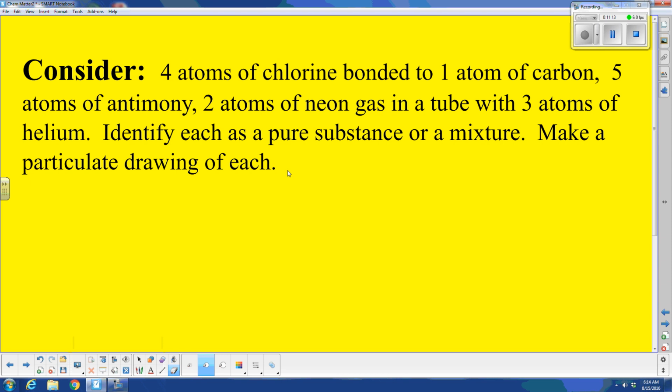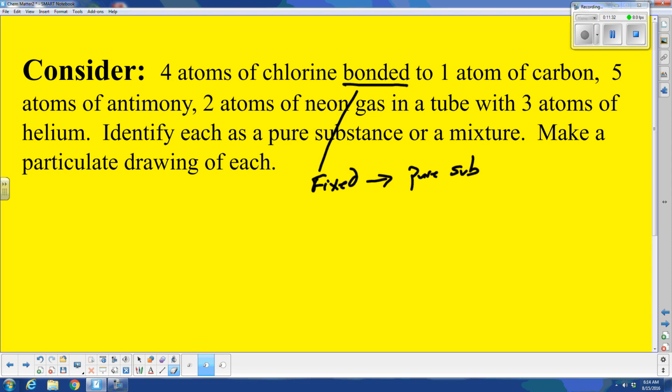Just pause and bring me back. Okay, here we go. 4 atoms of chlorine bonded to 1 atom of carbon. By the way, when you see that word bonded, that usually tells me what? Is it a fixed composition? Yes, that's going to be fixed composition. If it's a fixed composition, it is a pure substance.